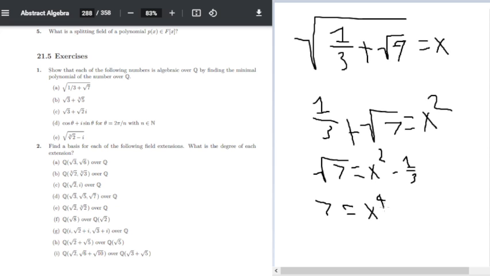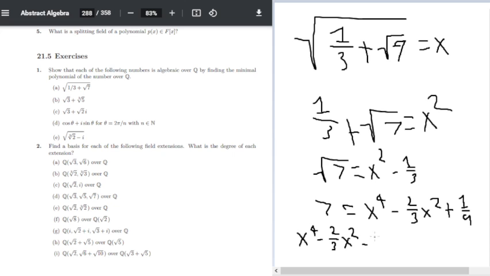Let me think. We square it, yeah. To get x to the 4th minus 2/3 x squared plus 1/9. And then we subtract by 7 on both sides to get x to the 4th minus 2/3 x squared minus, what's 9 times 7?